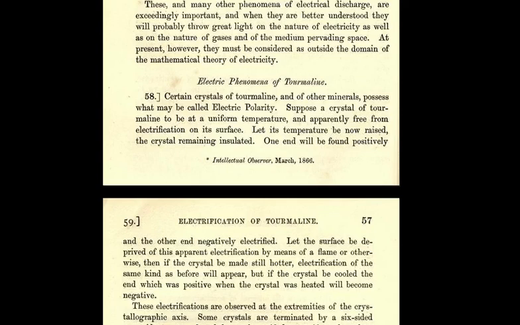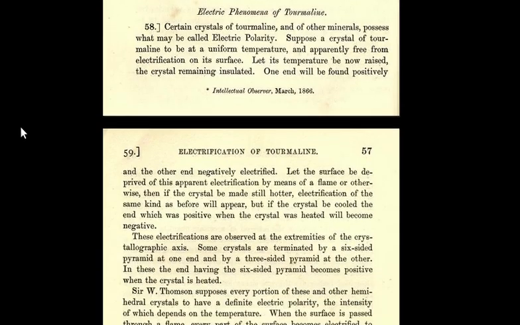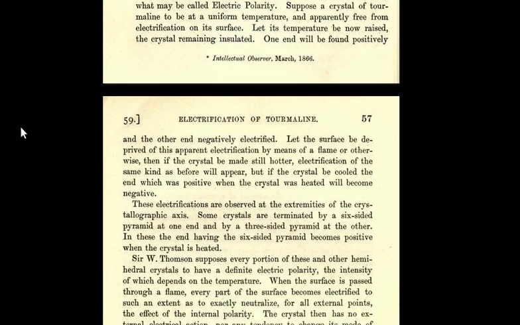Paragraph 58. Certain crystals of tourmaline and of other minerals possess what may be called electric polarity. Suppose a crystal of tourmaline to be at a uniform temperature and apparently free from electrification on its surface. Let its temperature be now raised, the crystal remaining insulated. One end will be found positively and the other end negatively electrified.